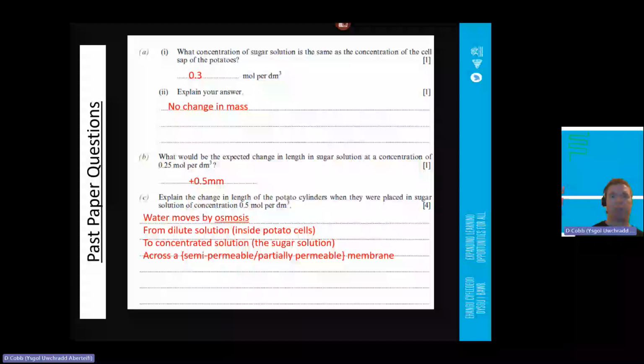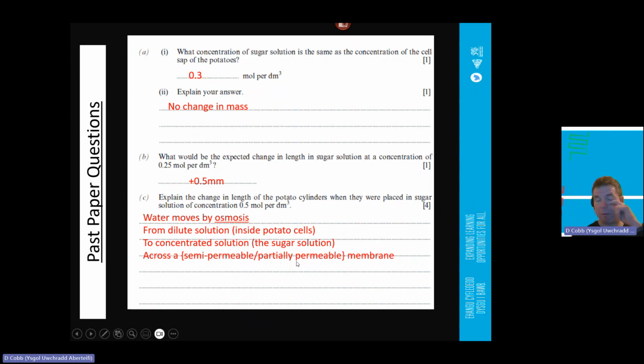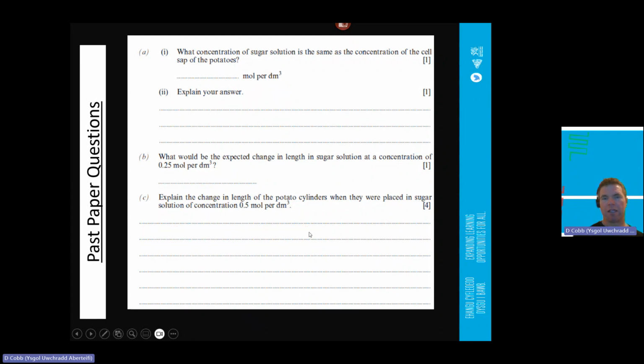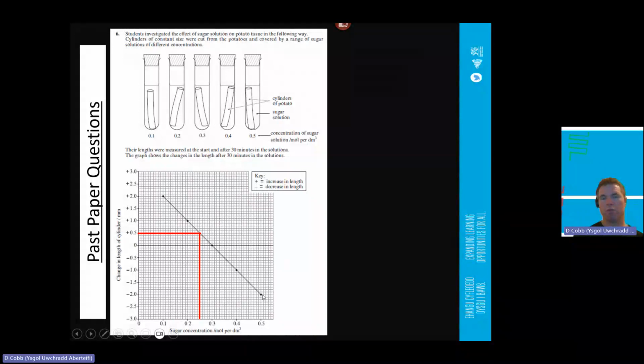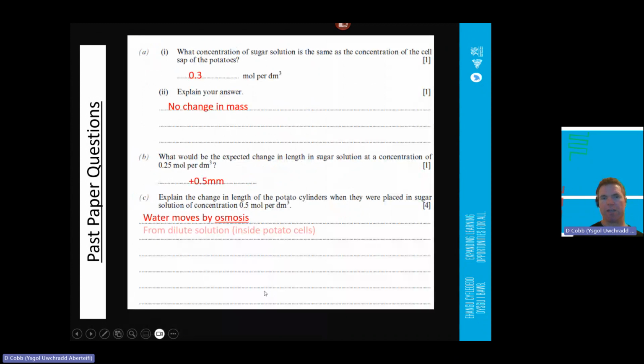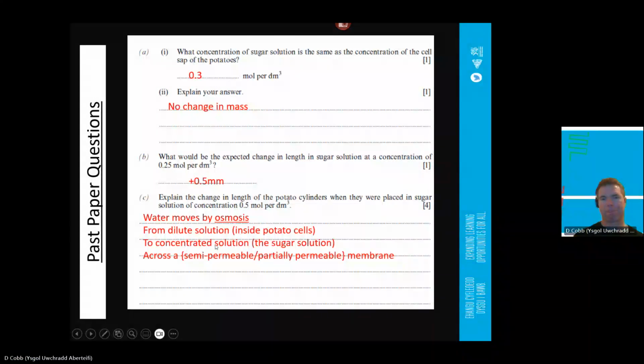But on a 4-mark question, you will get a mark for saying that water moves by osmosis. You will get a mark for saying that it's across a partially permeable or semi-permeable membrane. There's a good chance you'll get a mark for saying dilute to concentrated, okay? But you are going to need to say which direction that water moves. So by saying it's dilute to concentrated, saying it's going from inside the potato to outside. And that's why, if I go back here, the potato lost mass, because water moved out of the potato. And water will always move from a dilute to a concentrated solution.